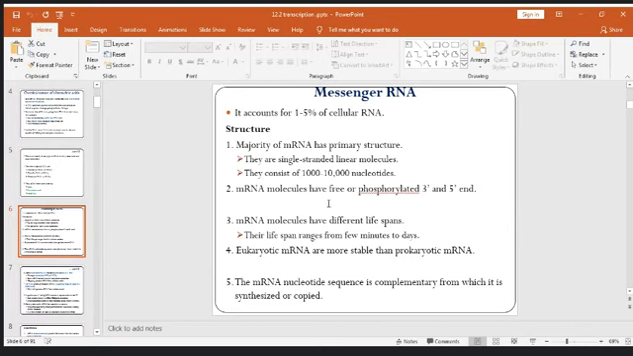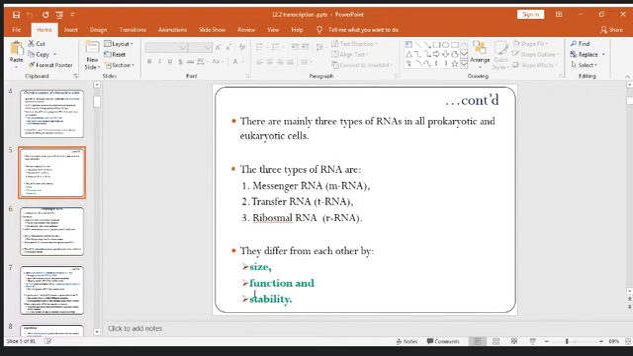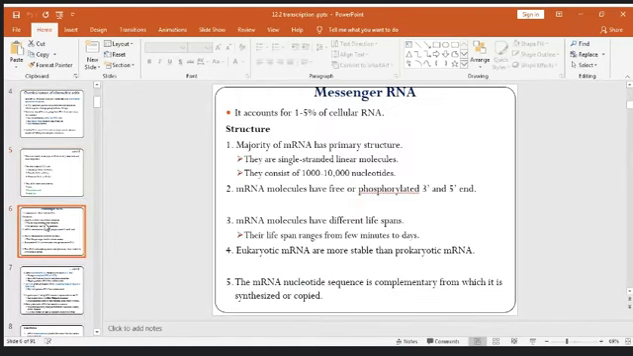Messenger RNA molecules have different lifespans, because we said that one of the bases for their difference is stability. Their lifespan ranges from a few minutes to days. Eukaryotic messenger RNAs are more stable than prokaryotic messenger RNAs. One of the reasons for this is that eukaryotic messenger RNAs undergo post-transcriptional modifications that we will see later.